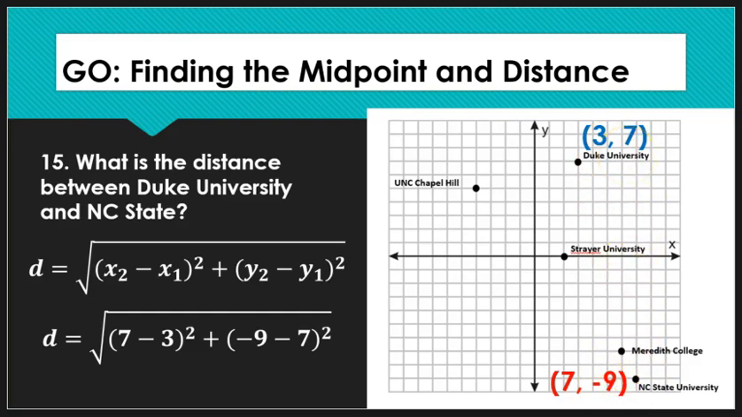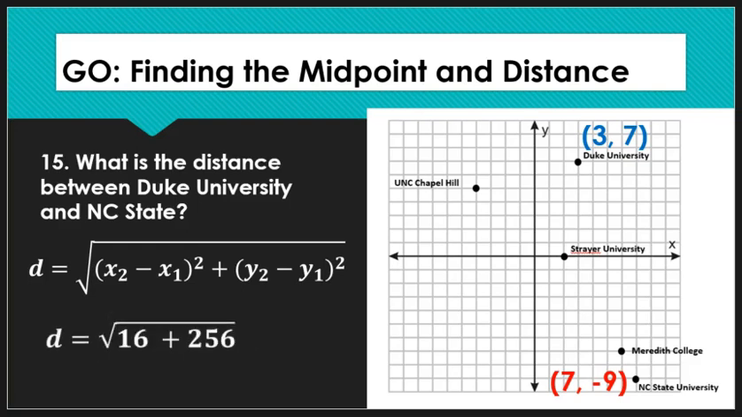We substitute those values, and the first thing we'll do is we'll simplify what's inside each set of parentheses. So now we have the square root of 4 squared plus -16 squared. Now we'll go ahead and square 4 and square -16. So 4 squared was 16 and -16 squared was 256. We'll add 16 and 256 and then take the square root, and we know that the answer is 16.49.